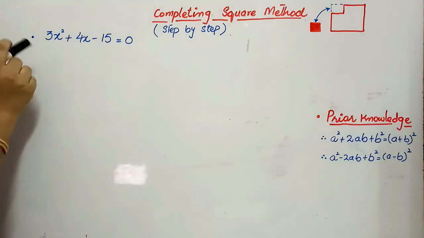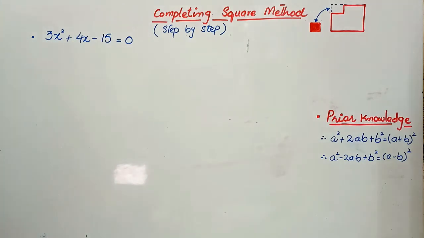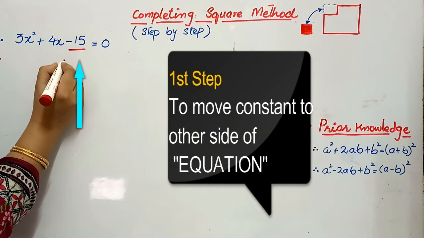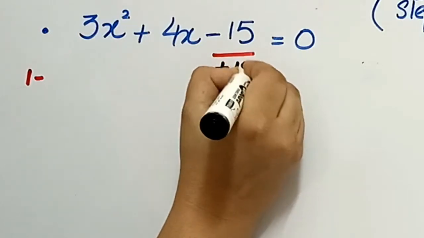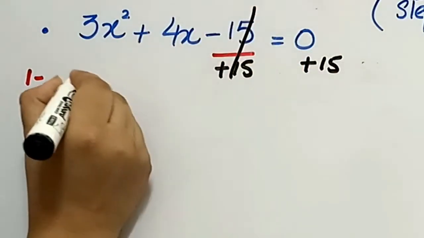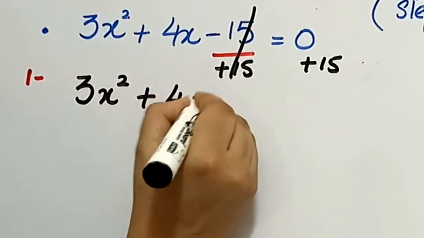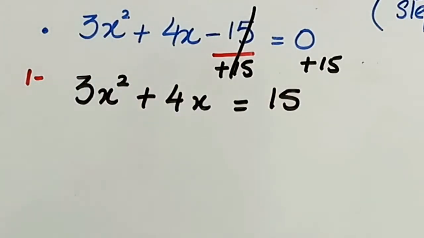Here we have the question 3x square plus 4x minus 15 is equal to 0. The first step is to move this constant to the other side of the equation. If we add 15 over there, this will be cancelled. So I have 3x square plus 4x is equal to 15. This was the first step.